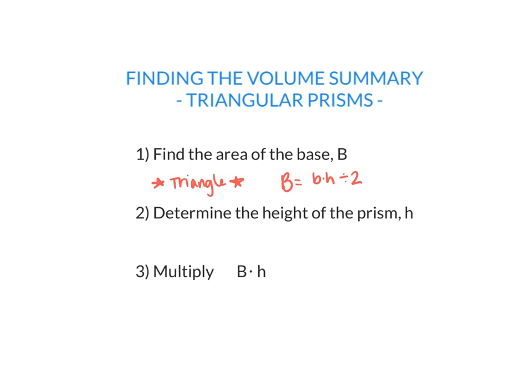Next, you determine the height of the prism. This is from base to base. So remember, in your picture, it might not necessarily be what looks like the number for how tall it is. You need to think from triangle to triangle. Then in the end, you take those two answers and multiply them together: the area of that base triangle times the height of the prism.